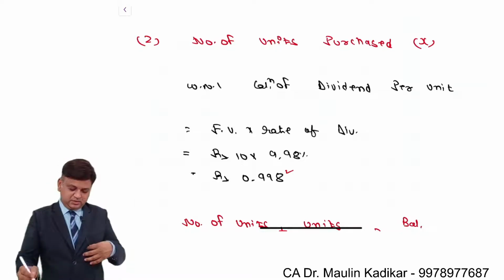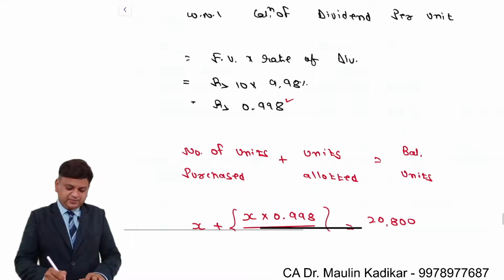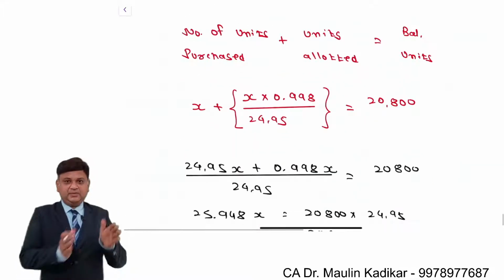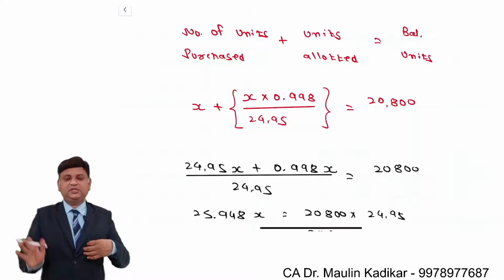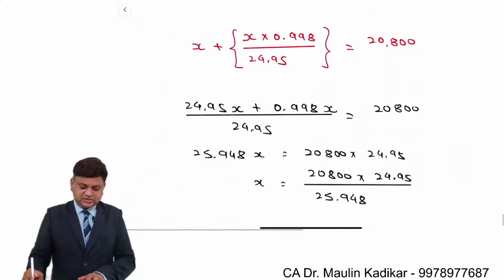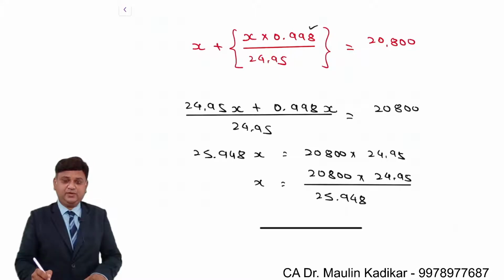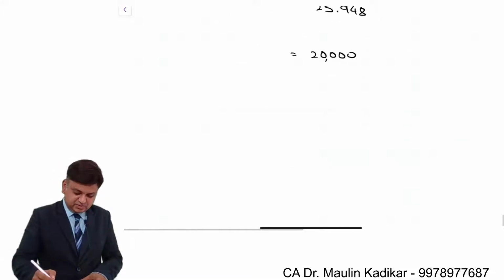So let me repeat the answer. Number of units purchased at the beginning, let us assume X. Dividend per unit is 10 face value into 9.98, that comes to 0.998 rupees per unit. Number of units allotted initially plus additional number of units, and with that the total is 20,800. So it is x plus x into 0.998 upon 24.95 is equal to 20,800, and with that we make the computation of x, that is 20,000 number of units.